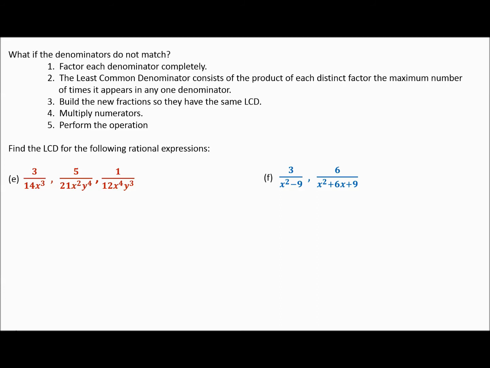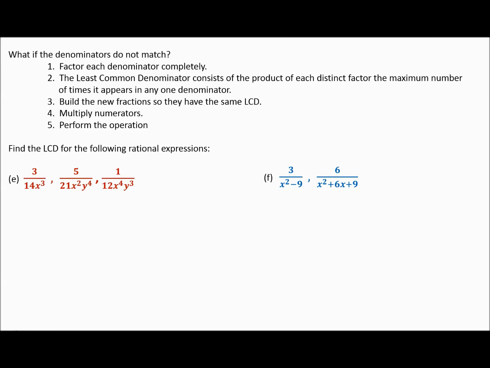So the question is, what if the denominators do not match? Okay, so factor each denominator completely. You must factor everything completely. The least common denominator consists of the product of each distinct factor, the maximum number of times it appears in any one denominator. I know this sounds overwhelming. We'll take a look at that, don't worry. You build the new fractions so they have the same common denominator.